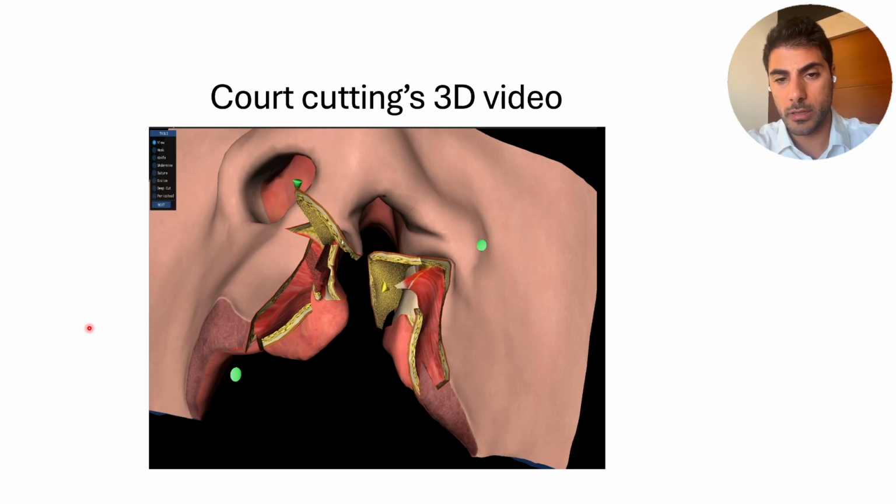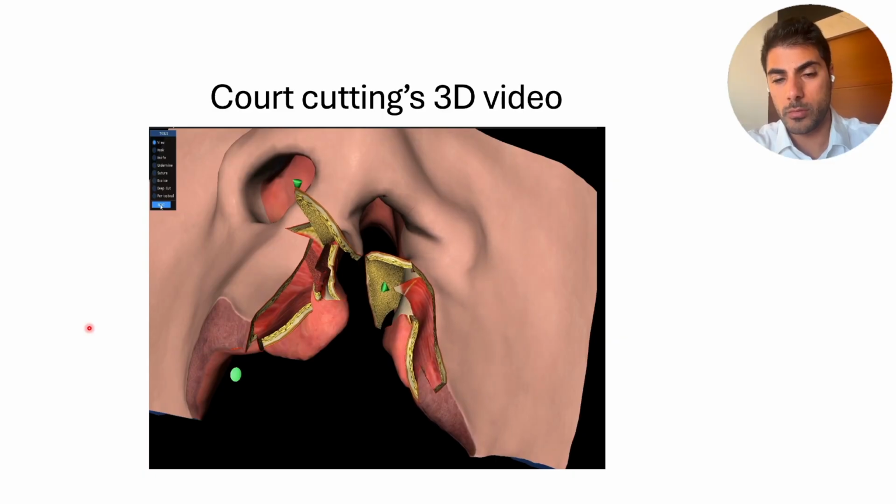So this is freeing the orbicularis oris muscle from the piriform bone, from the piriform aperture. And this is how he closes the nasal floor. All right.